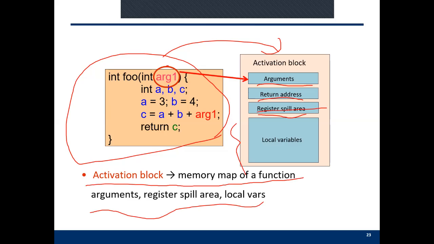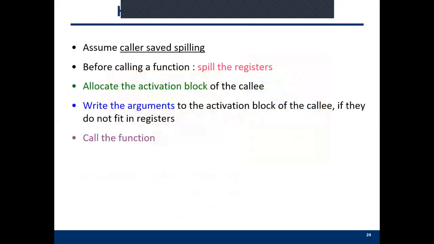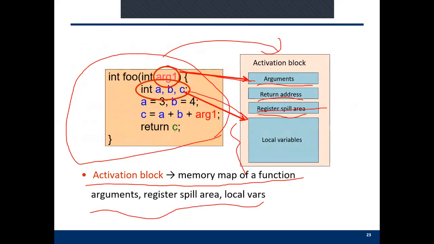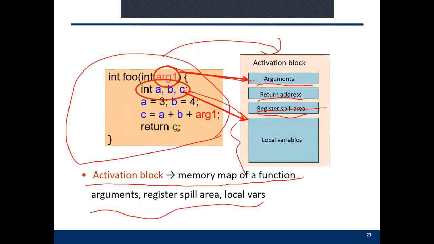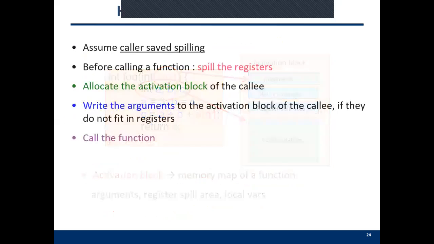So these are the arguments, the parameters you can pass to this function. These arguments are actually passed from the caller to the callee. And then these are the local variables. The address of the return will also be stored in this return address.